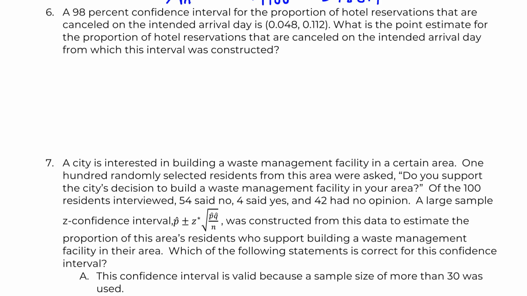All right, so number 6, we have a 98% confidence interval, so we know what section we're in for proportion. Of hotel reservations canceled is here. What is the point estimate for the proportion of hotel reservations that are canceled? All right, so we have 2 ways to recognize this.